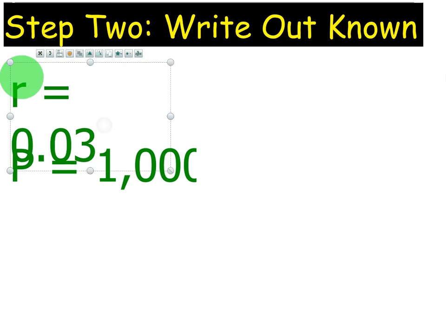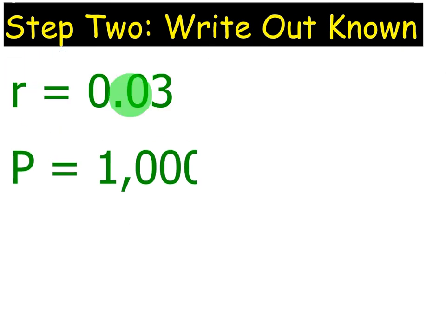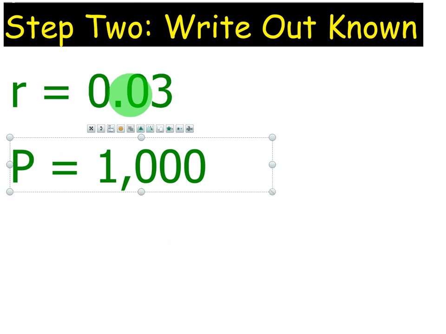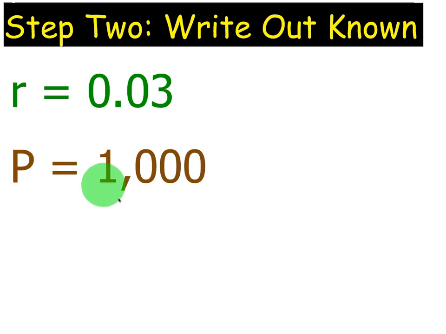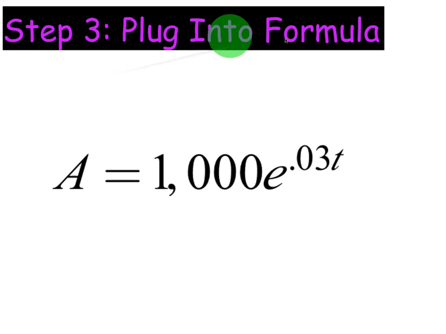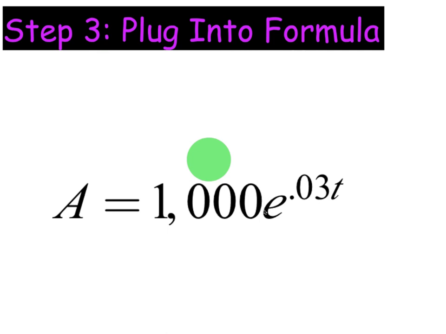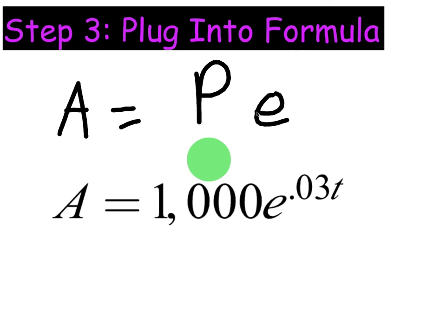Okay, so first of all, we're going to write out what we know. We know that the rate is 0.03, and we know that the initial principal, the initial amount you put in the account, is $1,000. I'll even put my dollar sign here. Next, we want to plug into the formula, and since we're using the A equals P e to the rt formula, we're just going to plug that straight in. I'm actually going to show that right here. So notice we're just plugging in 1,000 for P and 0.03 for r. And that actually answers the question.